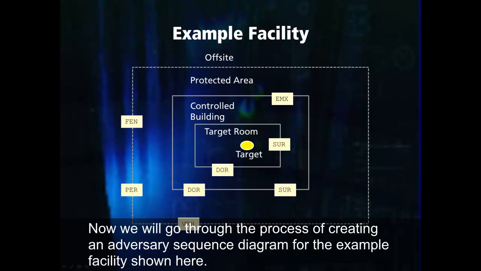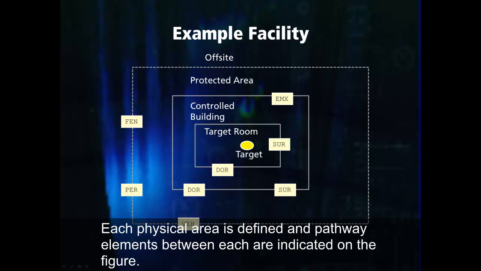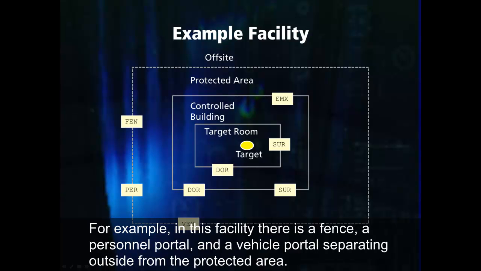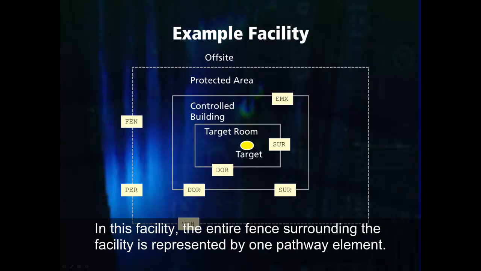Now we will go through the process of creating an adversary sequence diagram for the example facility shown here. Each physical area is defined and pathway elements between each are indicated on the figure. For example, at this facility there is a fence, a personnel portal, and a vehicle portal separating off-site from the protected area. For this facility, the entire fence surrounding the facility is represented by one pathway element.